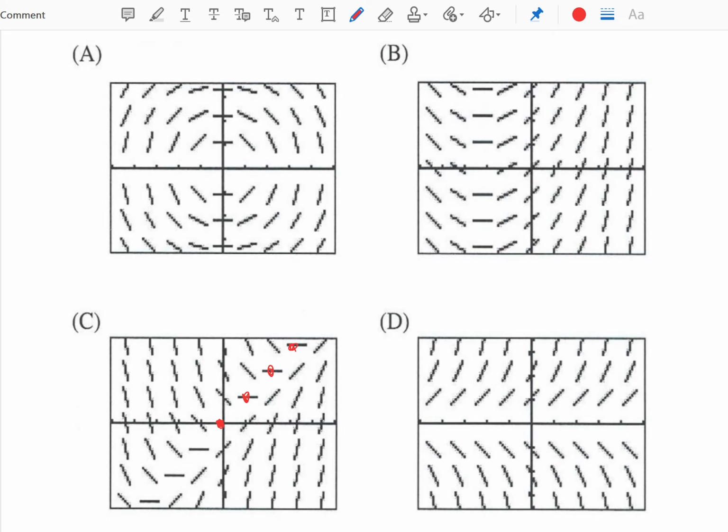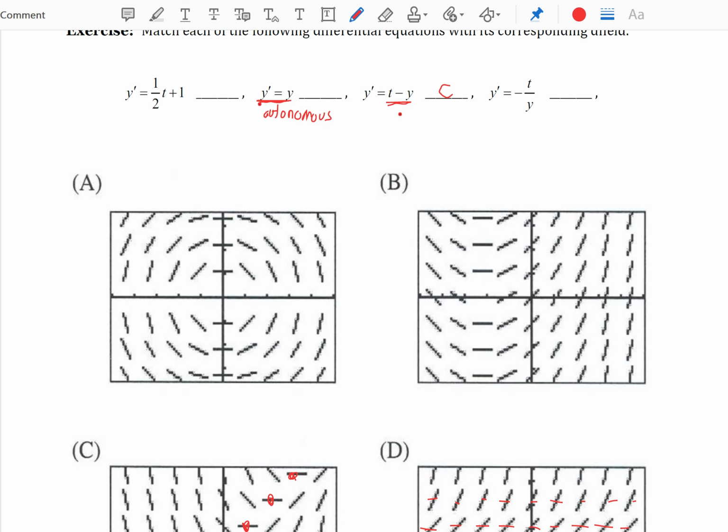So here I'm drawn to graph D. Notice along this line y equals 1, these all have the same slope, and it's always positive. Y equals 2, these all have the same slope, and it's positive, and it's steeper than the previous. While if your y value is negative, the slopes are negative. If your y value is negative 2, they're even more negative. So just looking at the signs and the slopes, I'm able to say that this has to be direction field D.